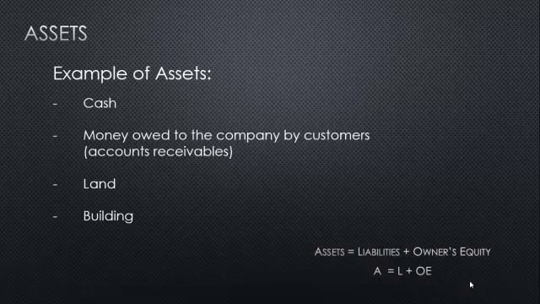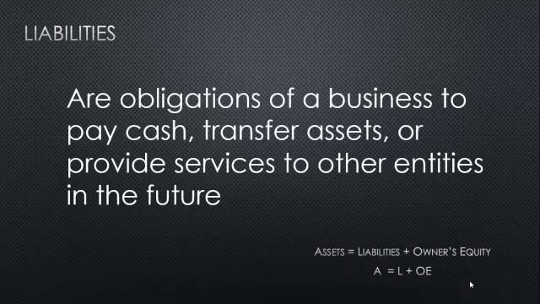Buildings, obviously, for manufacturing, and inventory. Okay, so those are examples of assets. So when we say debit an asset, we might say debit cash, debit land, debit building, debit inventory. All right, so we're going to move on to liabilities.